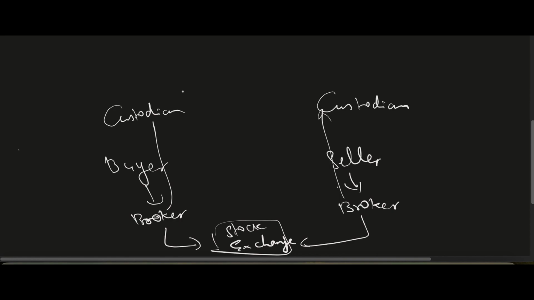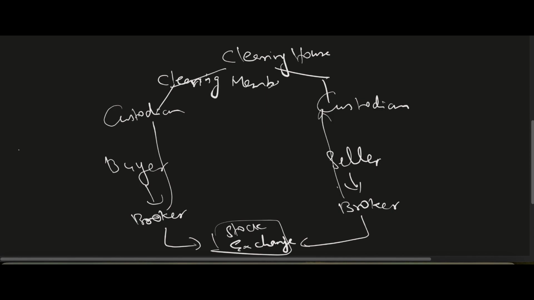Custodians will do trade capture, trade enrichment, trade verification work, and then confirmation, affirmation, and then there is the clearing house as well. The clearing house, with the help of the clearing member, will do clearing work with the custodian. Correct? So shortly, these are some of the steps, right?